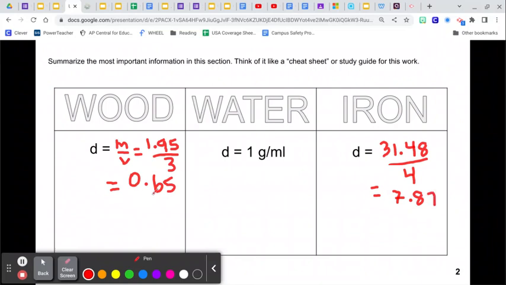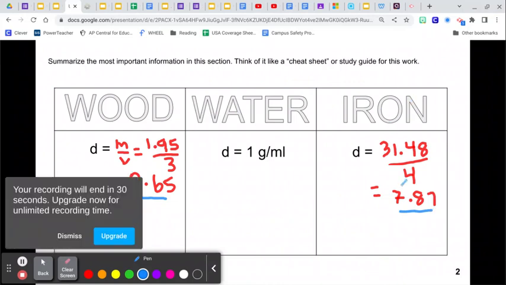So now we can see that the density of wood was much lower than the density of water. Water has a density of 1 gram per milliliter, and wood is less than 1 gram per milliliter. Iron has a density that's much higher than the density of water. So that explains why iron sinks when it's placed in water, and wood floats when it's placed in water.